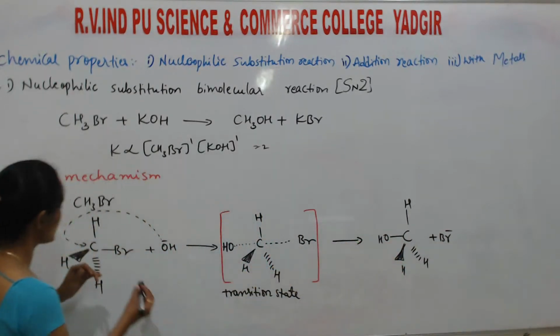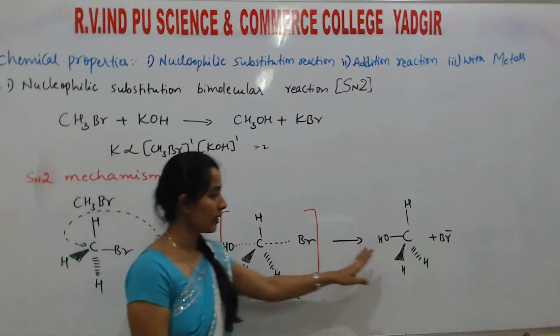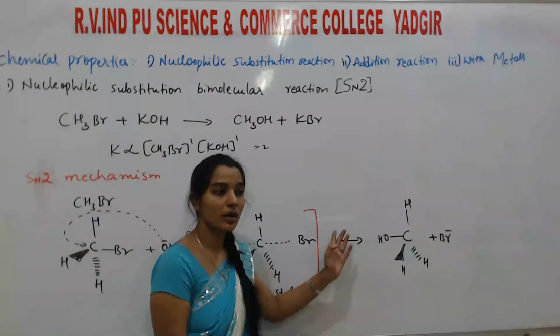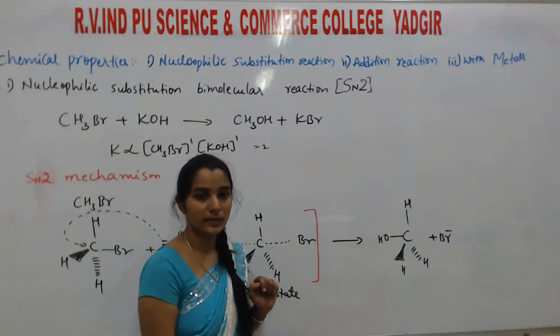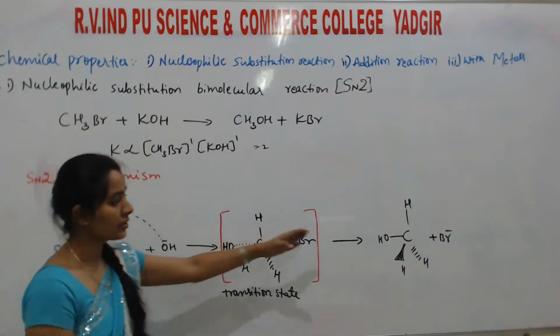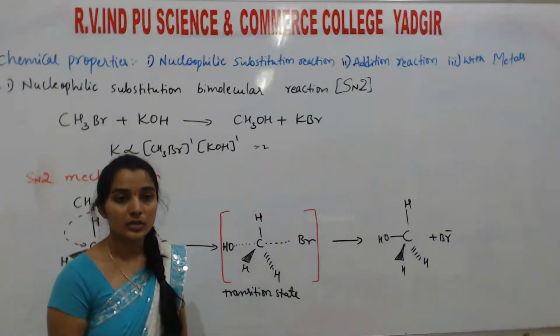Here what happens? Listen, Br is in this direction, but the attack of OH is in the opposite direction. That means what? Inversion of the configuration takes place. Correct? Here Br is here, here OH is in the opposite direction. That means inversion of the configuration.